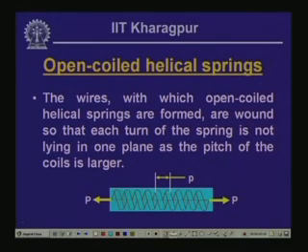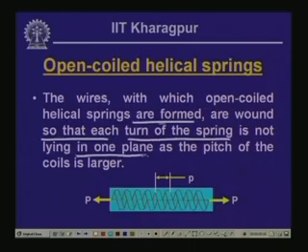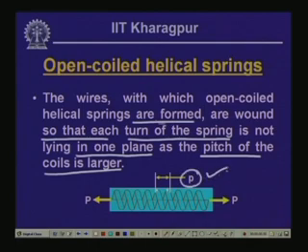Thereby, we define the open coil helical spring as one in which the wires are wound so that each turn of the spring is not lying in one plane, as the pitch of the coils is larger. As you can see over here, the pitch is the distance between these two helix. This we have defined as small p.